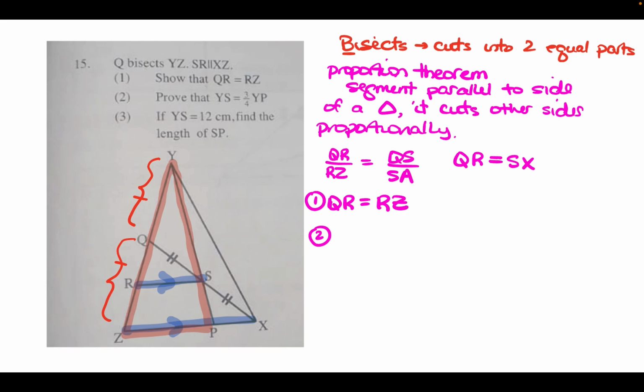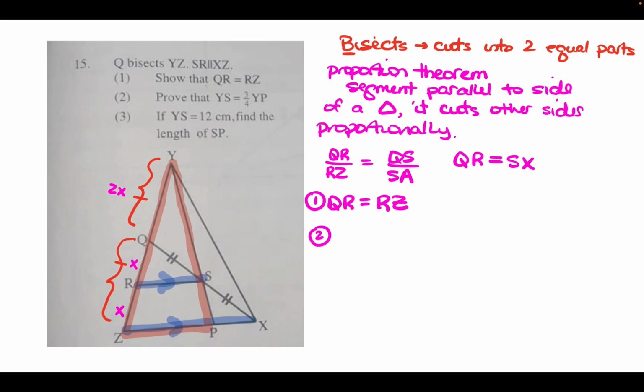Now, going back to what we were given in the original problem, that Q bisects YZ, and we also have learned that QR is equal to RZ, we could label the segments of QZ as 2x, x, and x, and YP will have to be cut in the same proportion as YZ.